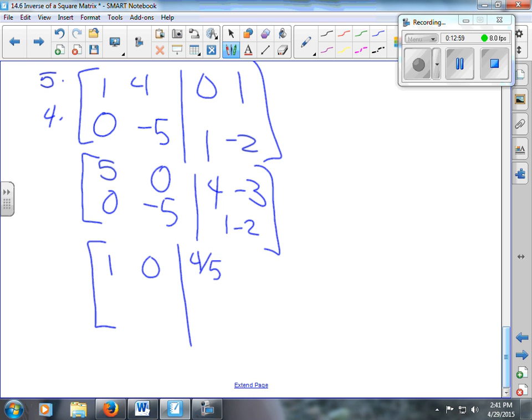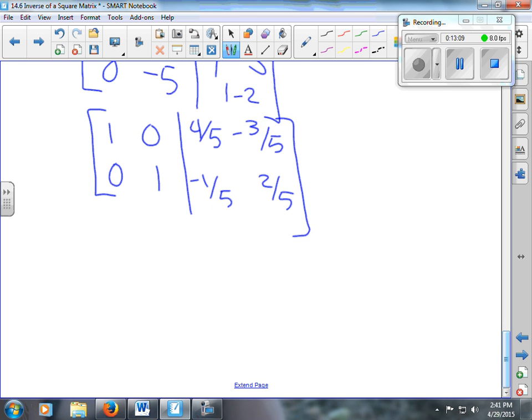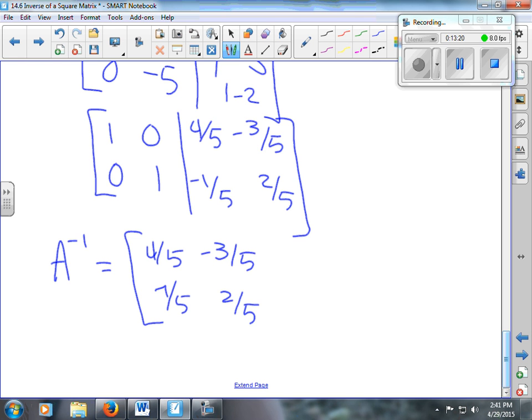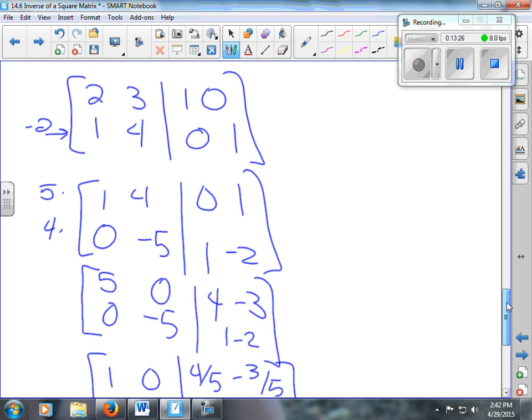4/5, negative 3/5. So it's not a pretty one this time. And negative 5 in row 2. So 0, 1, negative 1/5, 2/5. And so here my inverse matrix is the matrix 4/5, negative 3/5, negative 1/5, and 2/5. Okay, and I can check that actually really simply because I know the shortcut.